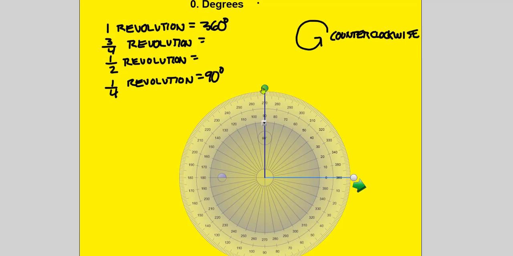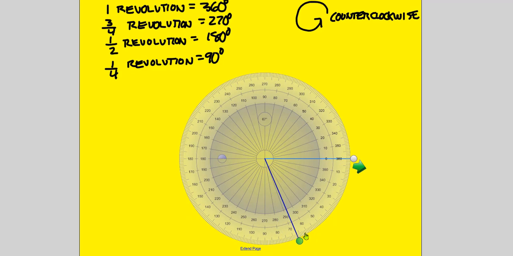Continuing, a half revolution is 180 degrees. You can see on the protractor here that's 180. Then 3/4 of a revolution is 270 degrees. So I've come 3/4 of a turn or revolution. You could also consider a revolution a turn. And finally we end up back where we started at, which is 360 or 0.